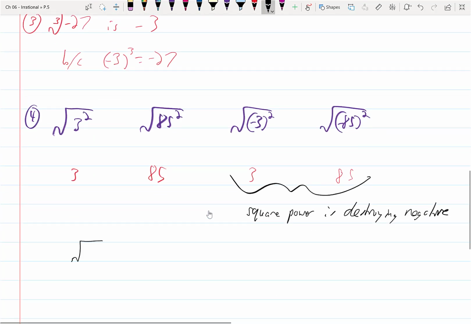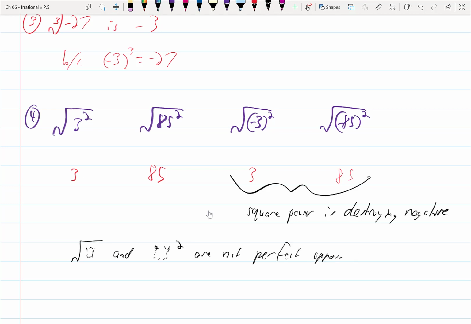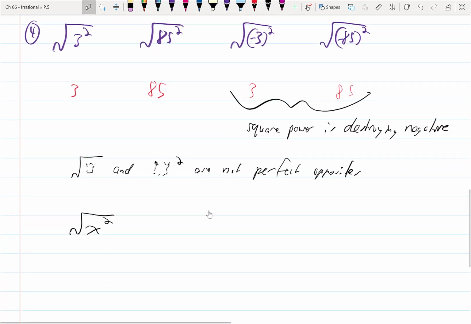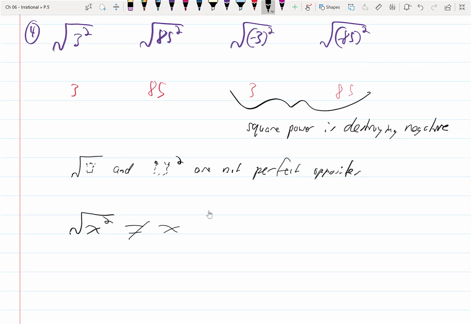This means that this and this, square rooting and squaring, are not perfect opposites of each other. They don't actually undo each other completely. It really does depend on what's going on. So when I ask this question, and we're going to ask it frequently this semester, what is the square root of x squared? This is not x.